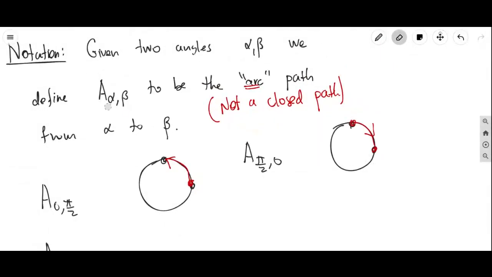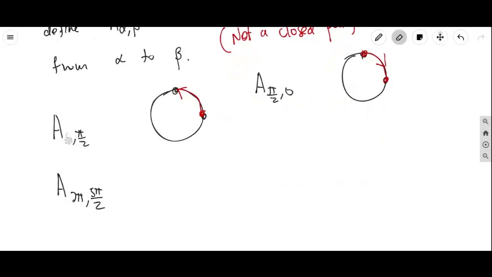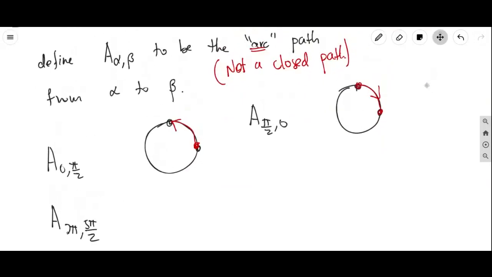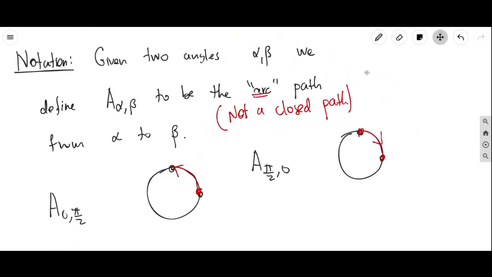So the A stands for arc, and the alpha and beta tell you the angle at which you start, the angle at which you end, and they do not have to be written in increasing order. If they're written in decreasing order, you just move backwards. That's all what it means. And the angles do not have to be confined to be from 0 to pi over 2. That does not have to happen. Okay, so that's basically what you do. So we're going to introduce this notation.